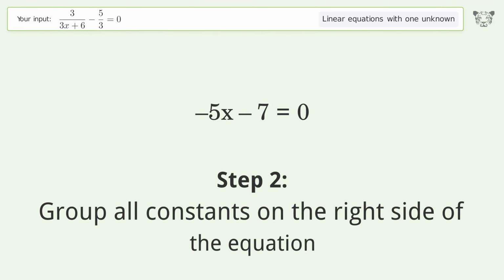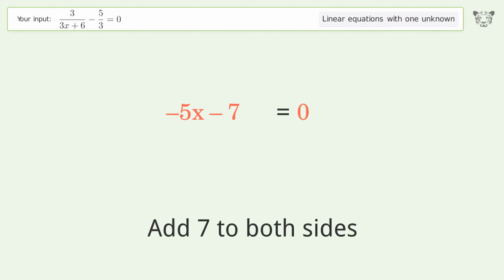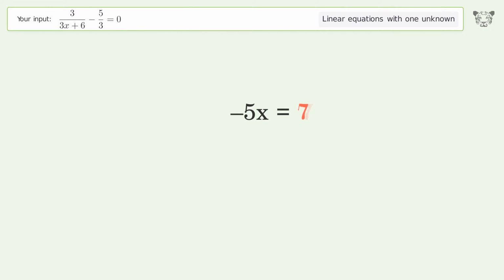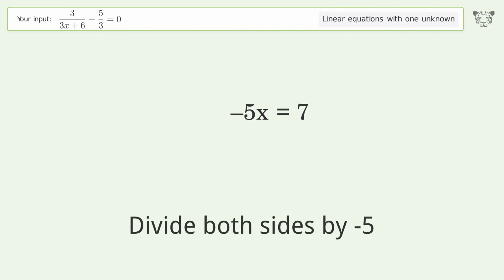Group all constants on the right side of the equation. Add 7 to both sides. Simplify the arithmetic. Isolate the g. Divide both sides by -5.